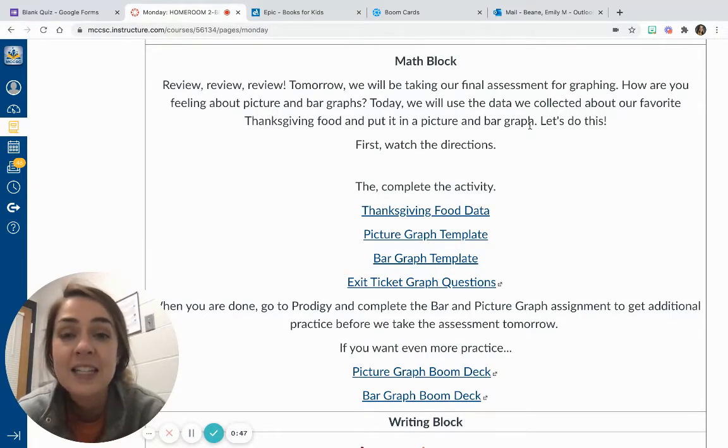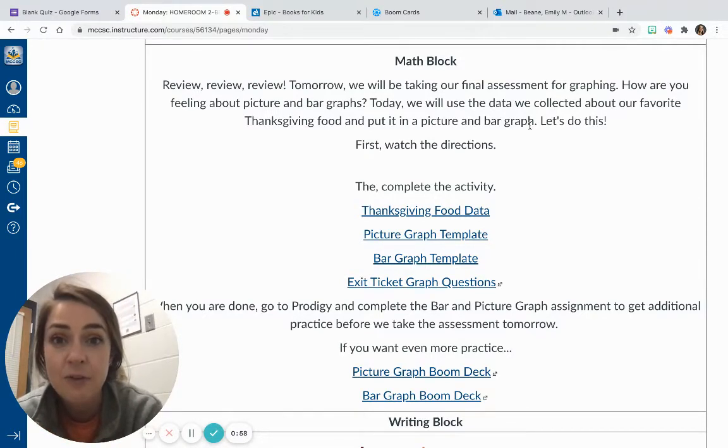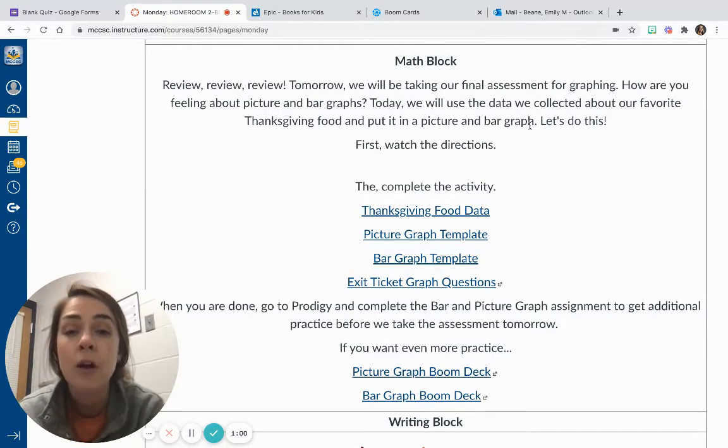Now, we collected data last week, two questions. The first question was, what's your favorite school lunch? We have finished doing the picture and bar graph for that. So today we're going to look at our Thanksgiving food data, and we're going to do both our picture graph and our bar graph today. Last week we did one graph on one day and one graph on the other day. Today you're going to do both.